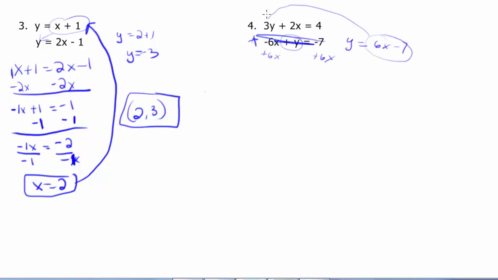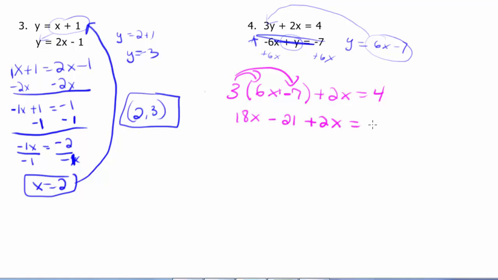So this one we're going to have to use the distributive property. Okay, so we're going to have to go way back here. So 3, and then remember you put it in parentheses, (6x minus 7), plus 2x equals 4. So this one has a few more steps to it. So you have to use the distributive property. So 18x minus 21 plus 2x equals 4.